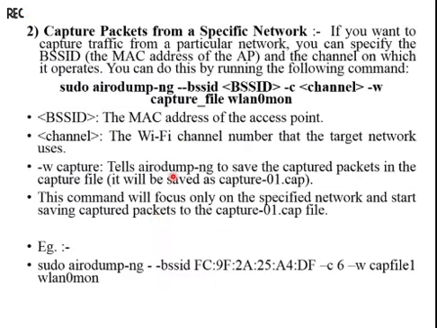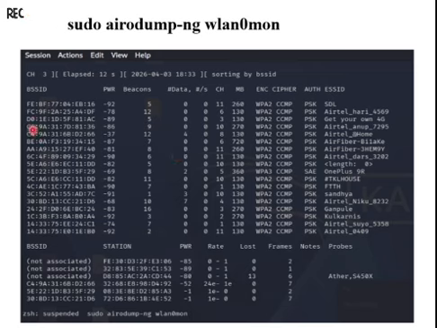Now capture the packets from a specific network. I know that these are the available networks nearby. Now I want to capture the packets from a specific network. So I have to mention the BSSID of that network. So suppose here I use the second one, FC9F2825F4DF, the MAC address here.